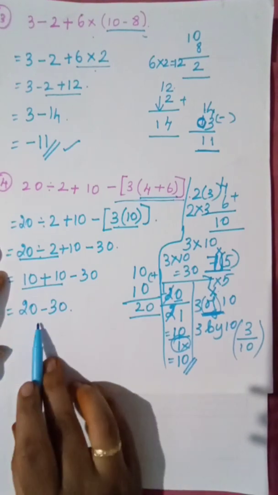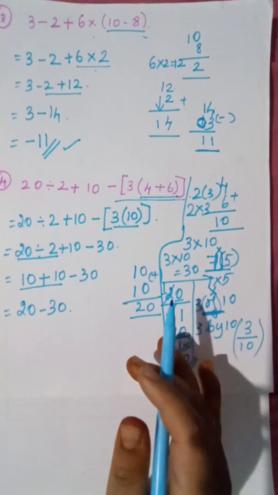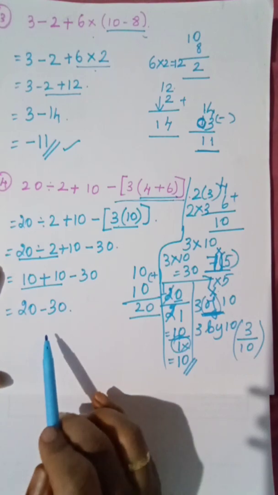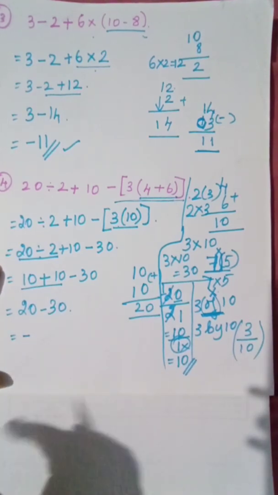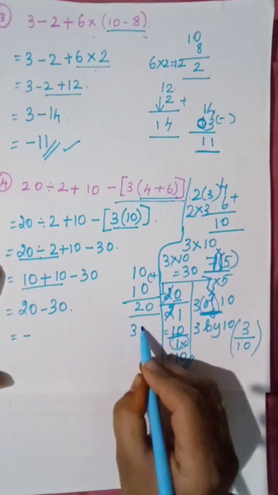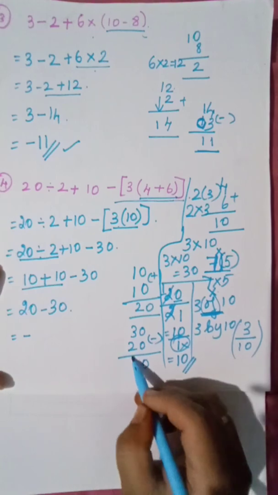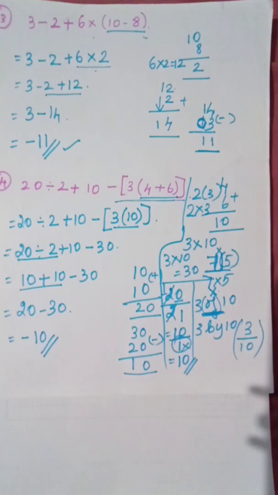Clear? So the next process is 20 minus 30. We have to subtract both the things. Then what do we have to do? We have to see the biggest number. Which one is the biggest number here? 30 is the biggest number. So if 30 is the biggest number, we have to write the negative symbol. Then we have to subtract, that is 30 minus 20. So 0 minus 0 is 0, 3 minus 2 is 1. So our answer will be minus 10. Clear? Can you understand these types of sums?